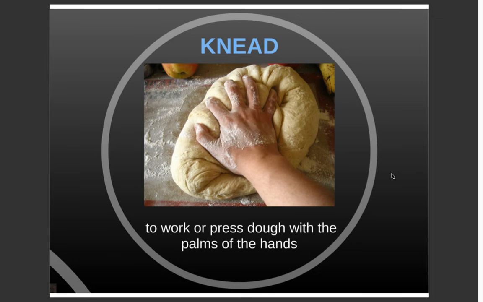Okay, kneading is we're making dough, usually bread dough. It's usually a yeast rising dough, but not always. And we're just going to work this dough with the palms of our hands. We're going to pull this down over and then smush it down and pull it over and repeat to build the gluten in the bread dough.